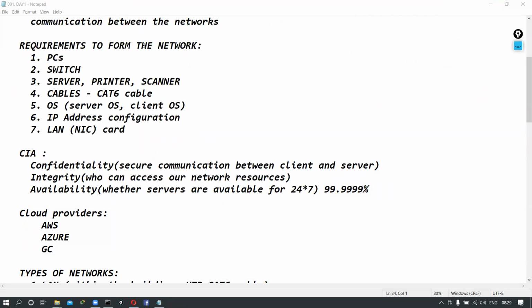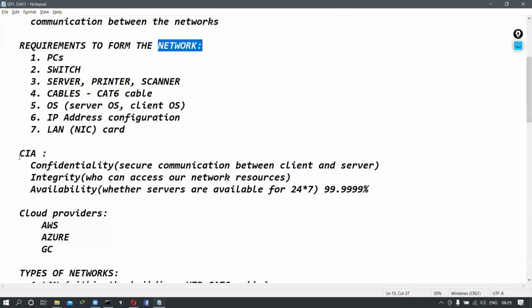See guys, once you design the network, you have to check these parameters. CIA. C means confidentiality, I means integrity, and A means availability. Confidentiality means communication is happening from client to the server, and we need to check whether that communication is secure or not. And also integrity: who can access our network resources, meaning servers. Only internal people, not external people. That we need to check.